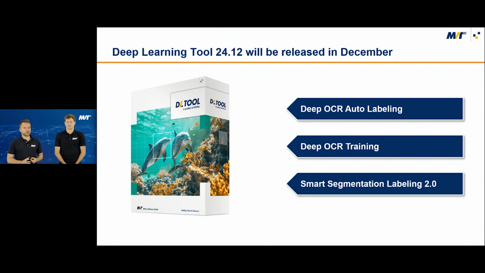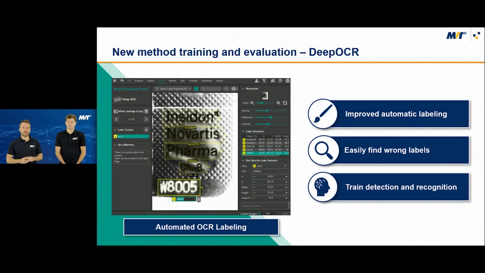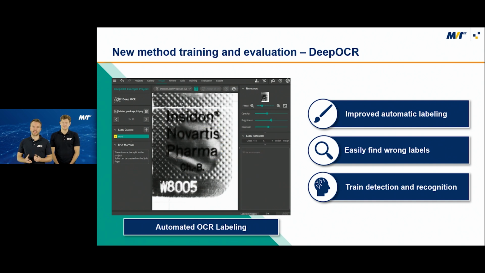Let us have a short look at how the new deep OCR auto-labeling works and what it looks like. Here on the left, you can see a GIF that basically shows how you can use this technology. At the top of every image, you have the menu bar, and there you will find a button. When you click this button, automatically all text areas in the image are selected.